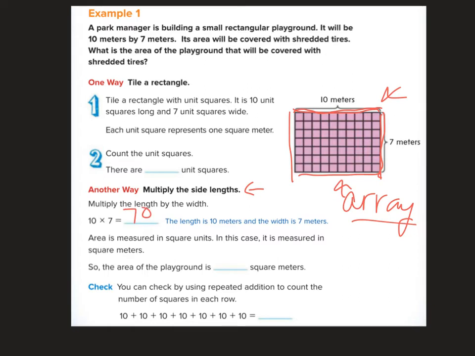The length is 10 meters and the width is 7 meters. The area is measured in square units, in this case square meters. So the area of the playground is 70 square meters. You can check by using repeated addition, right? 10 plus 10 plus 10 plus 10 plus 10 plus 10 plus 10, and we're going to get 70.